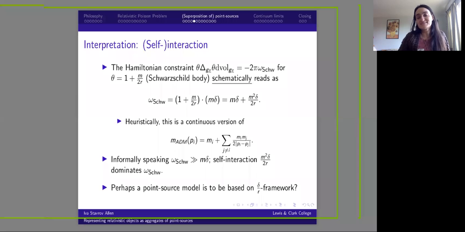maybe this is working with undergraduates. I mean, they don't know any better, right? And so I couldn't say no to studying the possibility that maybe there's a point source model that's based on delta over R rather than delta itself.